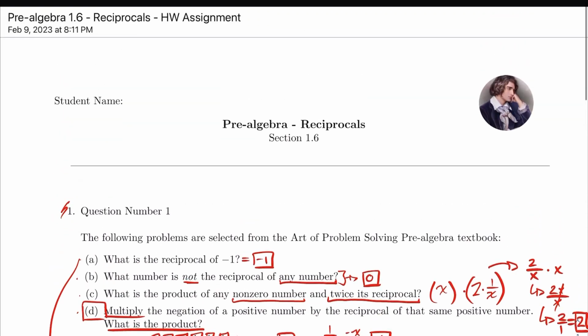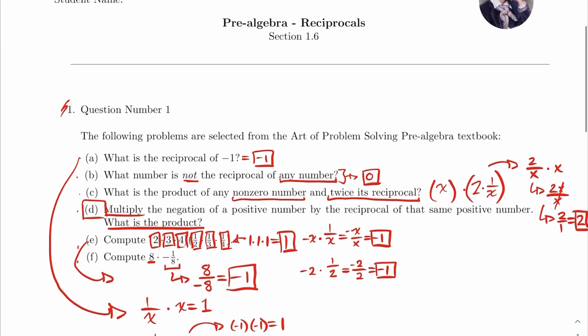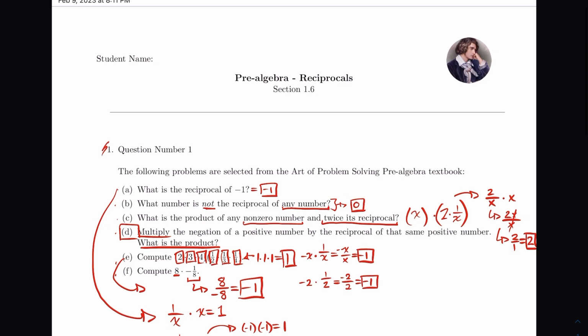And that is all of our problems. This was nice, short, and sweet. And so we are done with this.